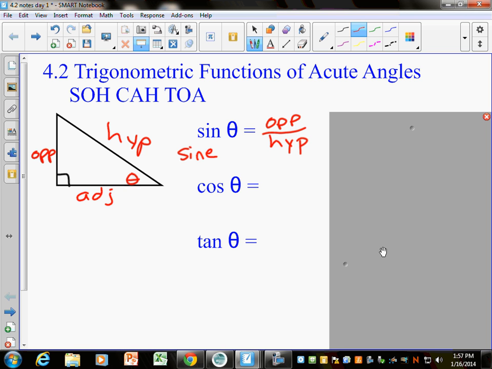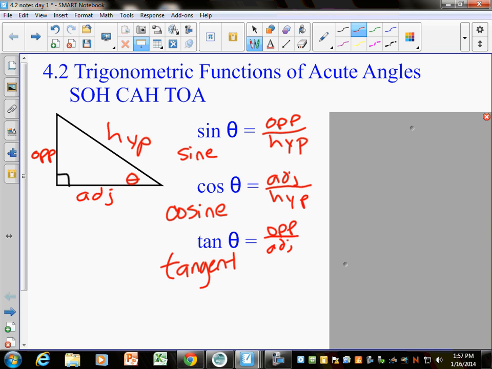This is not cos or coz or whatever you want to say. This is cosine. And the cosine of the angle is always adjacent over hypotenuse, or CAH: cosine, adjacent over hypotenuse. And tan is actually tangent, and tangent is opposite over adjacent, or TOA. SOHCAHTOA. And so you need to know those ratios. Vague memories of this from geometry class?